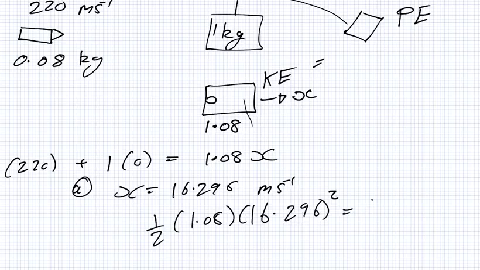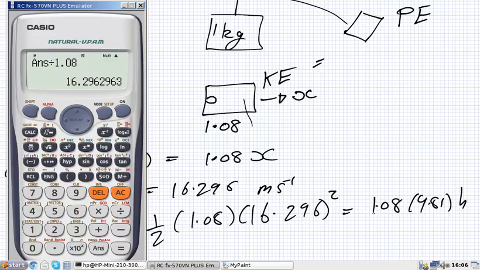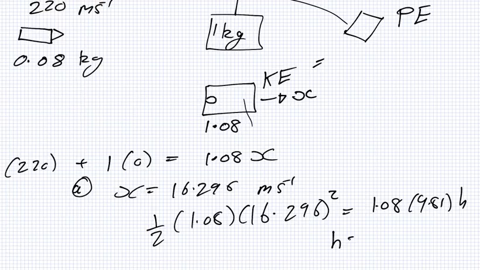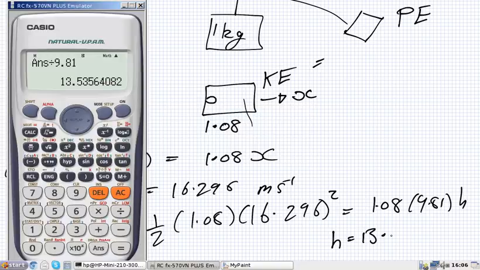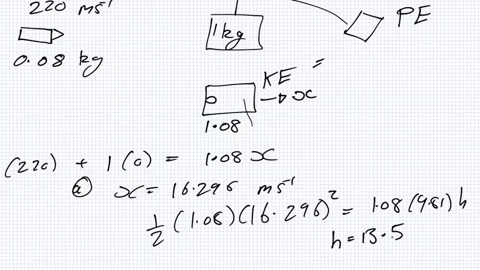That's equal to potential energy, which is mgh. So by dividing I can get the h. We'll square that velocity, divide by 2 times 1.08, divided by 1.08, divided by 9.81, and the height is 13.54 meters. So provided that the string was long enough, it could swing up to a height of 13.54 meters, and that's the maximum height.